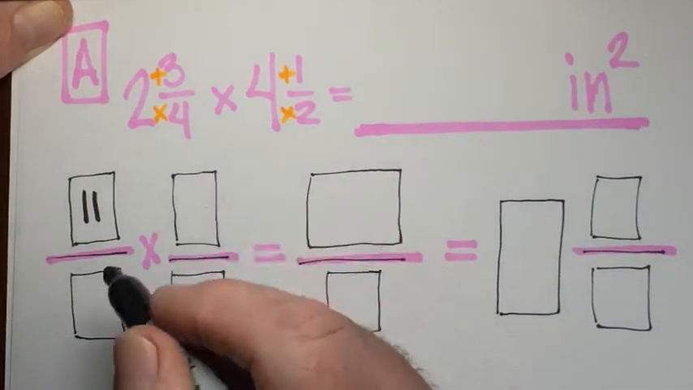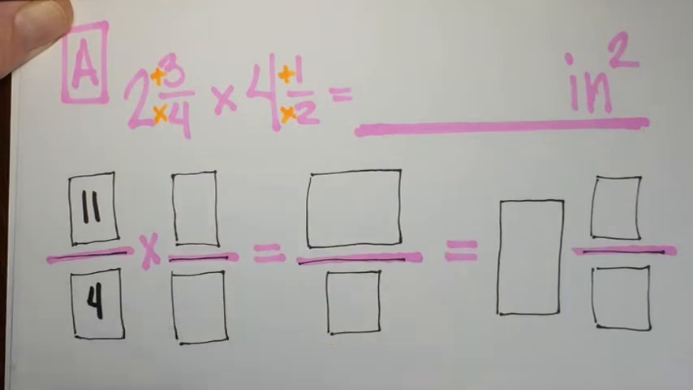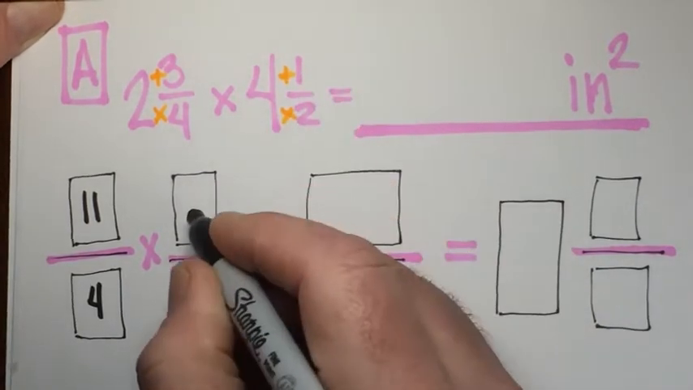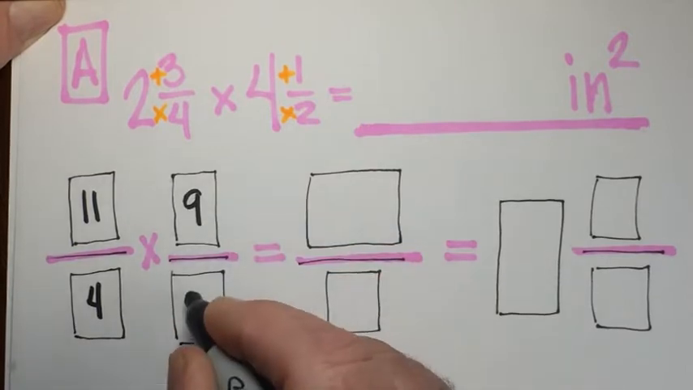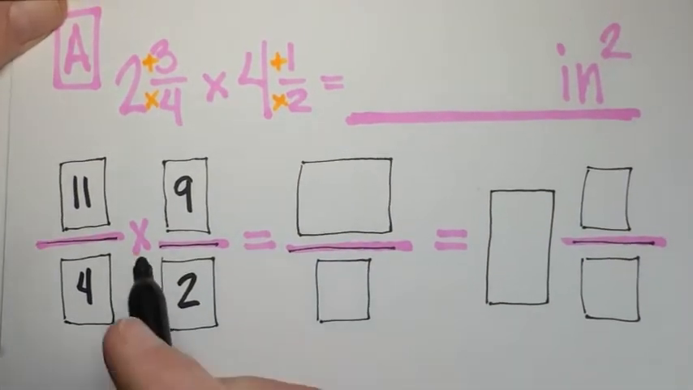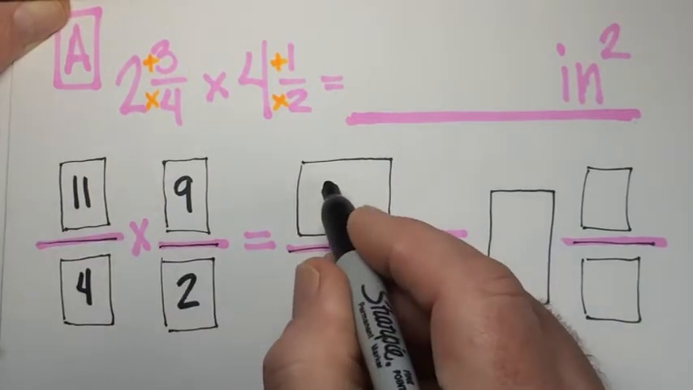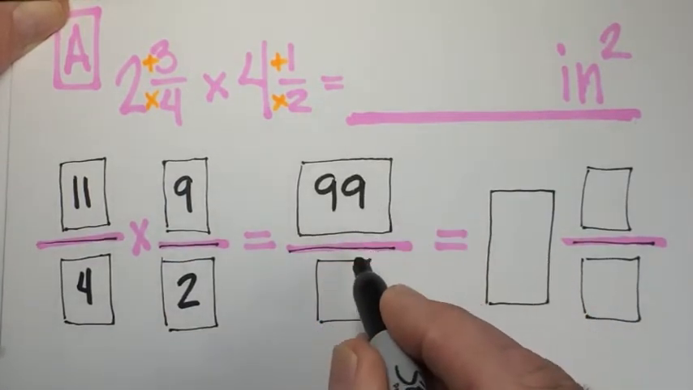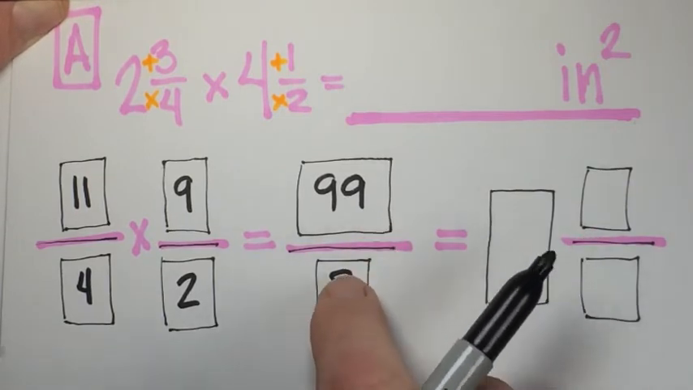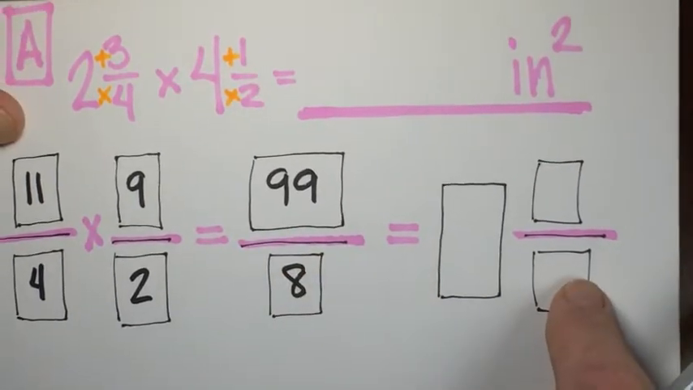And then it's fourths at the bottom. And then 4 times 2 is 8. 8 plus 1 more is 9. And these are halves, or 2s, at the bottom. Okay, so we multiply sideways: 99 over 8.